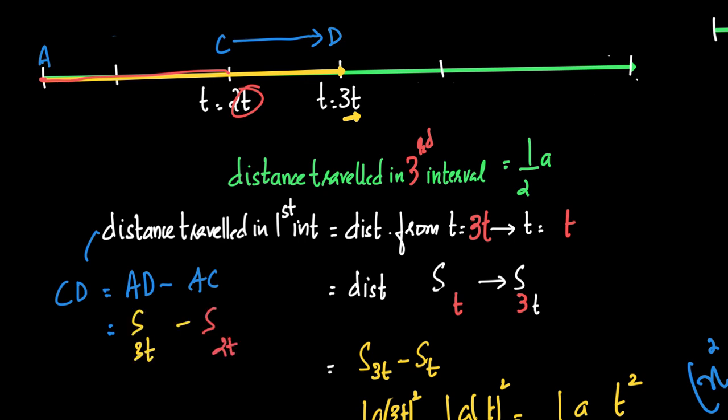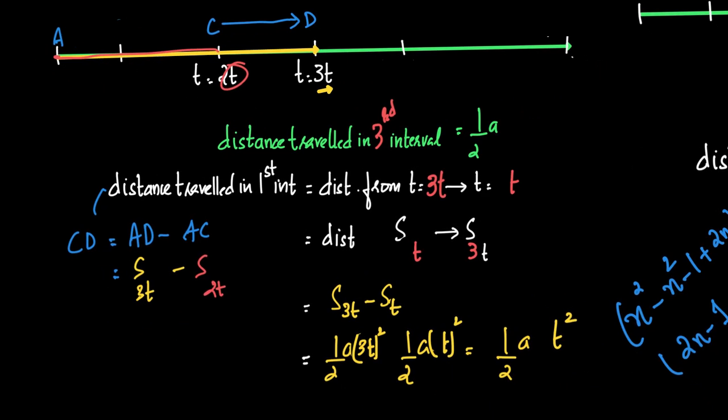But what is S? S is equal to half at square, and therefore S3t would be, instead of t, 3t whole square minus, my bad, this is not t, this should be 2t the whole square, right? So what we get is 9t square minus 4t square, which is 5t square. So the distance traveled in the third interval would be equal to half a into 5t square. Okay.